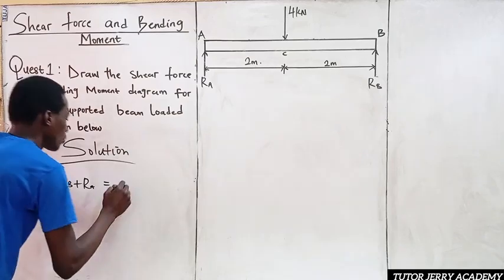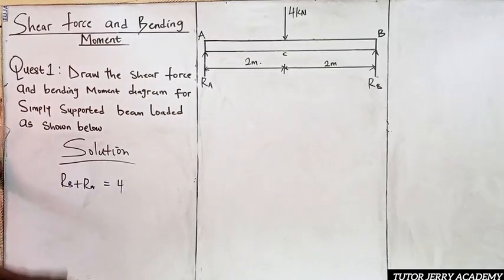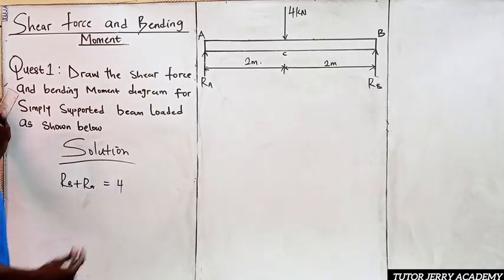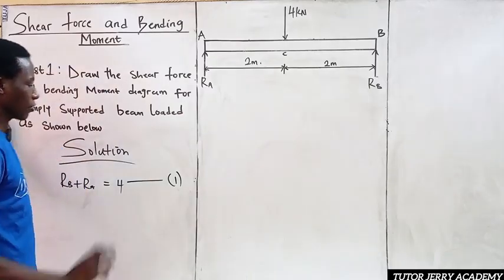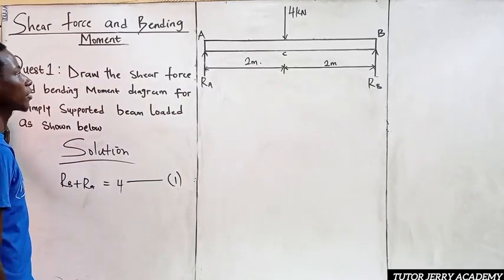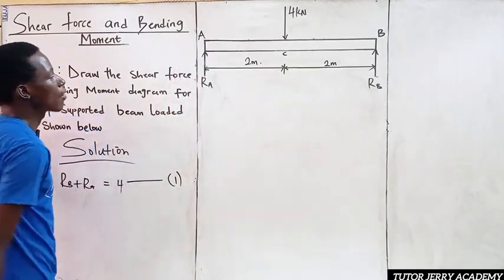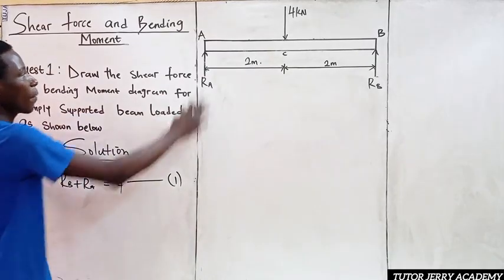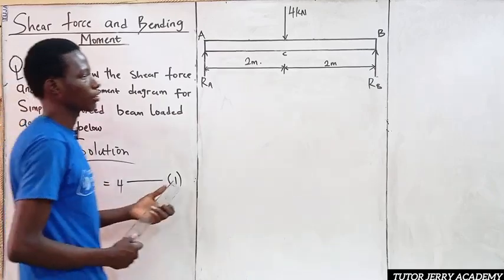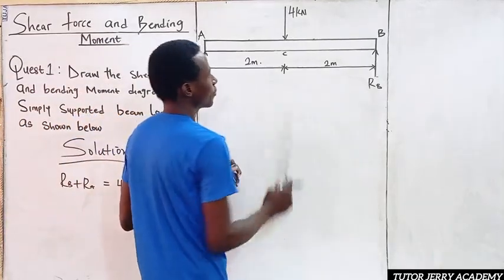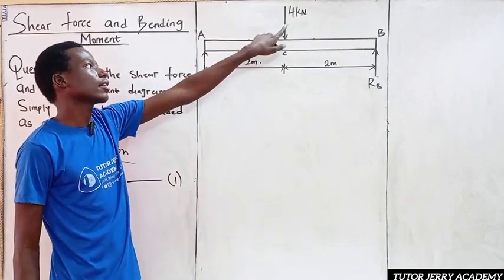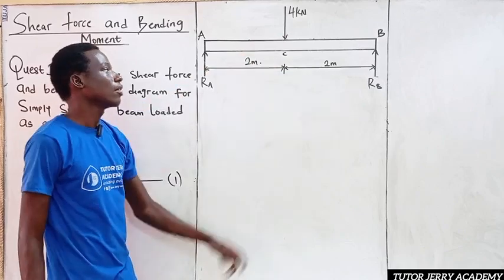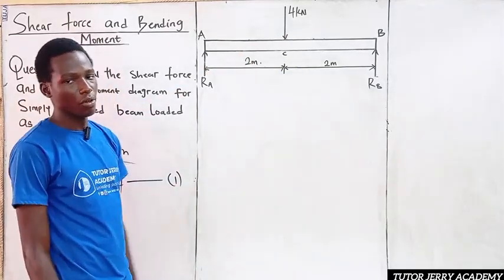equals 4. So our RB plus RA will be equal to 4. Let's label this as equation 1. Next we are going to be taking moment at point A. If we take moment at point A, it's going to be our RB multiplied by its perpendicular distance minus our 4 kilonewton multiplied by its perpendicular distance also.